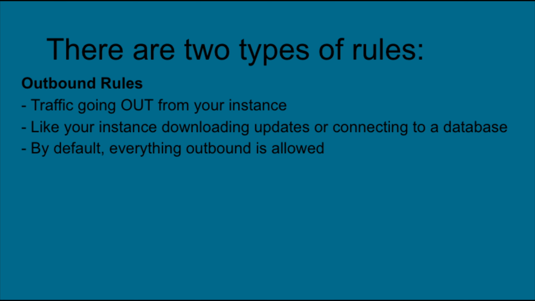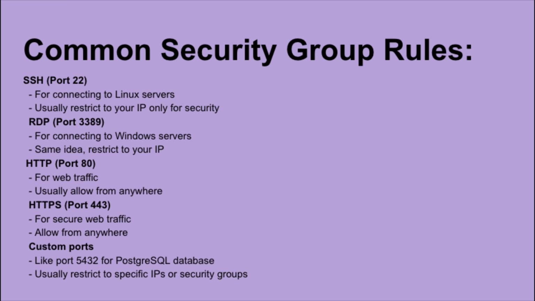Now outbound rules. So traffic going out from your instances, like your instance downloading updates or connecting to a database. By default, everything outbound is allowed. So most of the time, you're just configuring inbound rules, like allow SSH from my IP or allow HTTPS from anywhere.